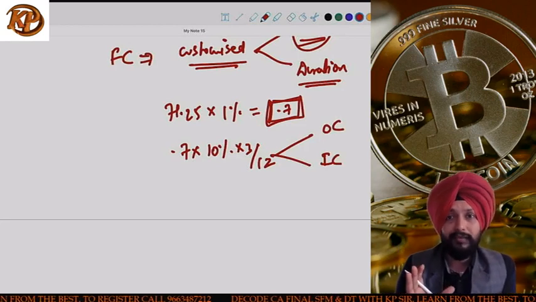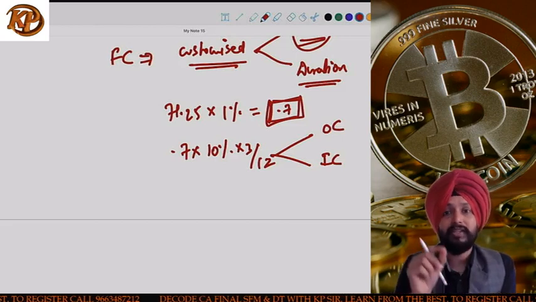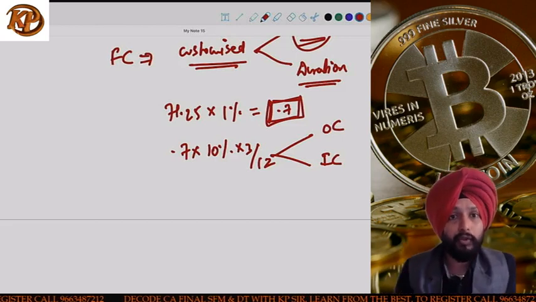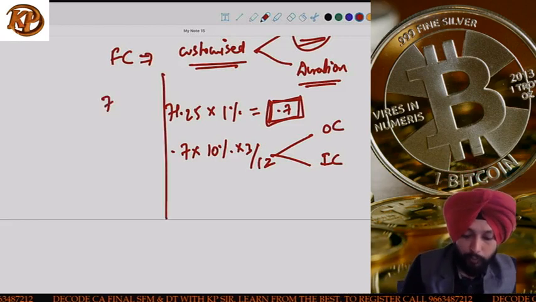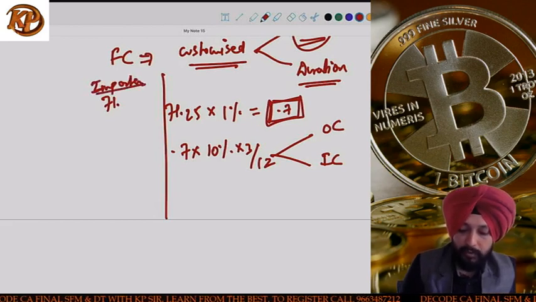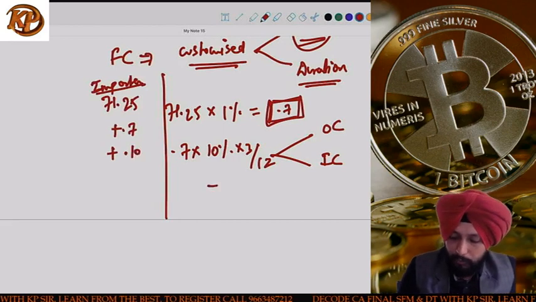That you need to consider right now is the total interest on this 0.7 for the period of the forward contract, which in our example is 3 months. So if I'm talking from the importer's point of view, then this is my final cost: 71.25 plus 0.7 plus, let's say, this comes to 0.10.